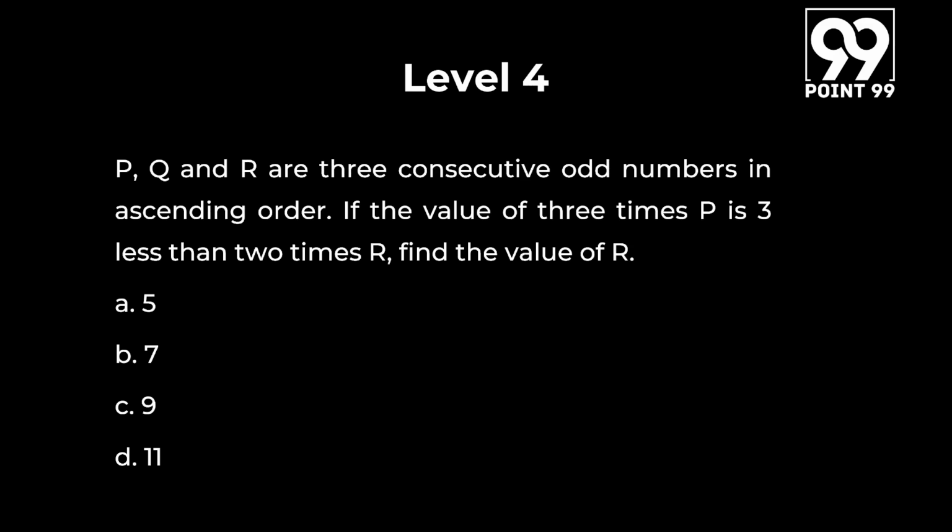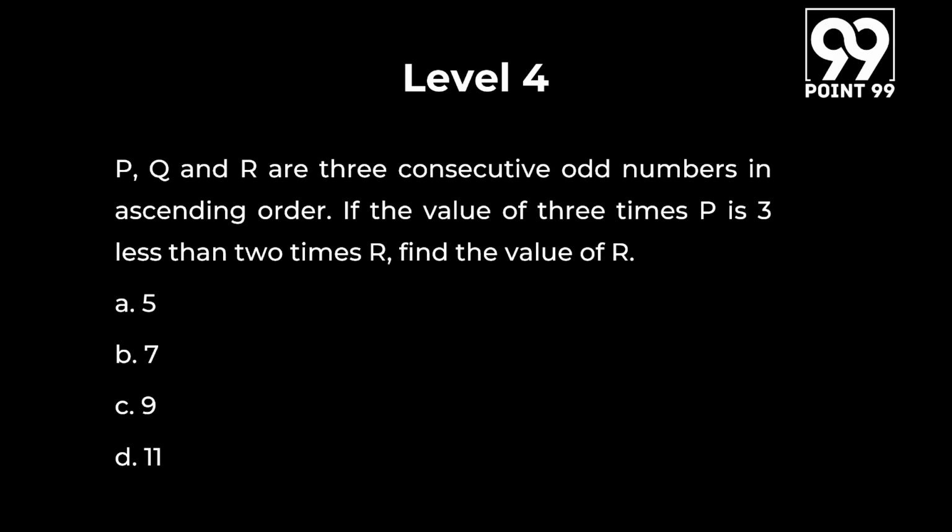Going to the fourth level, P, Q, R are 3 consecutive odd numbers now. So we are also talking about odd numbers, consecutive numbers. Value of 3 times P is 3 less than 2 times R. Now some of you might have used equations to solve this. Some of you might have used options to solve this.